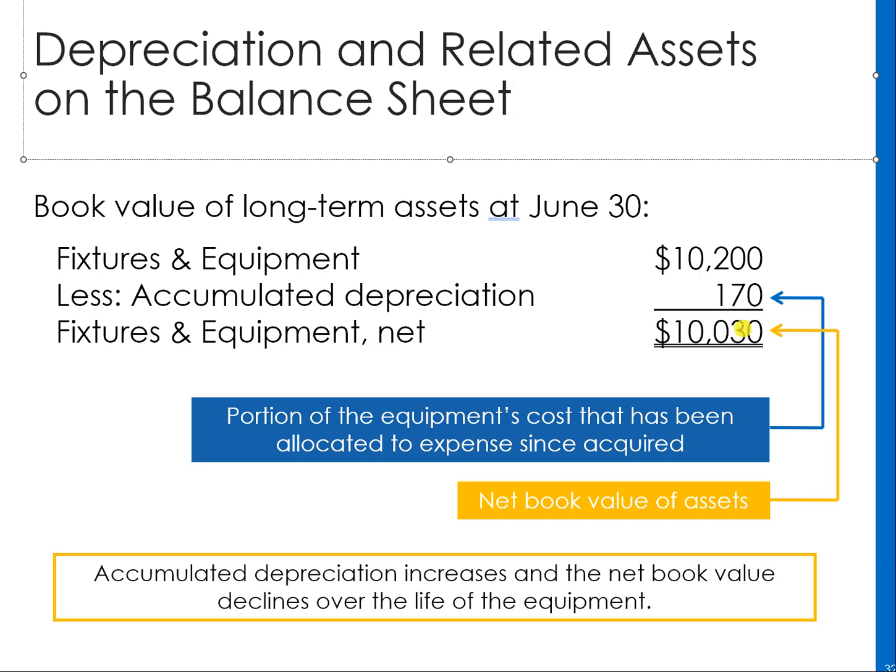The net equipment is $10,030. We also call this the net book value of the asset. In other words, the net book value is original cost less any accumulated depreciation.